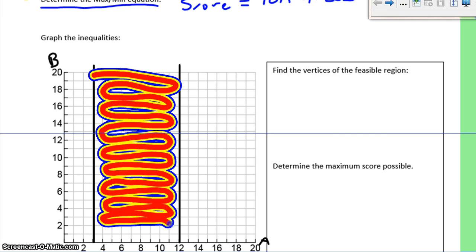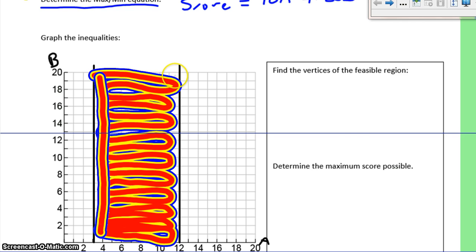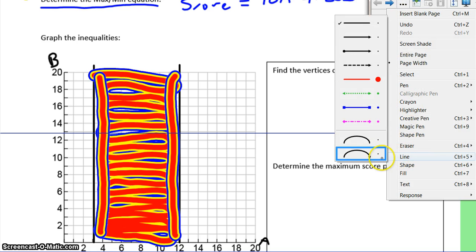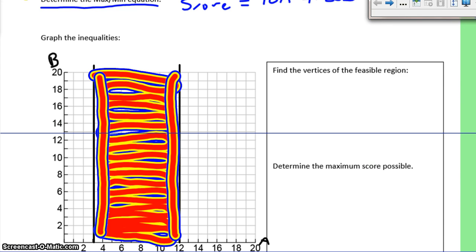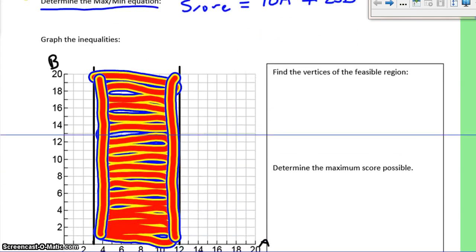But the lines are part of the solution because they're solid, and they're solid because it can be equal to. Alright, so there's two sets of constraints. A is between 3 and 12, inclusive. Now let me do the same thing for B. And let me get some lines here. Now for B, we have B has to be between 4 and 15.